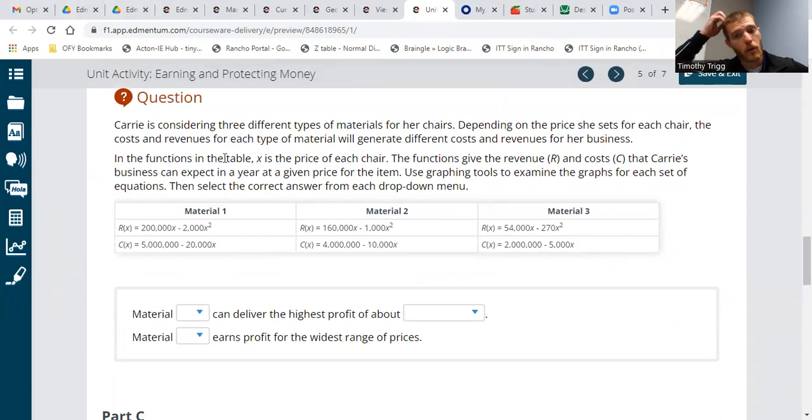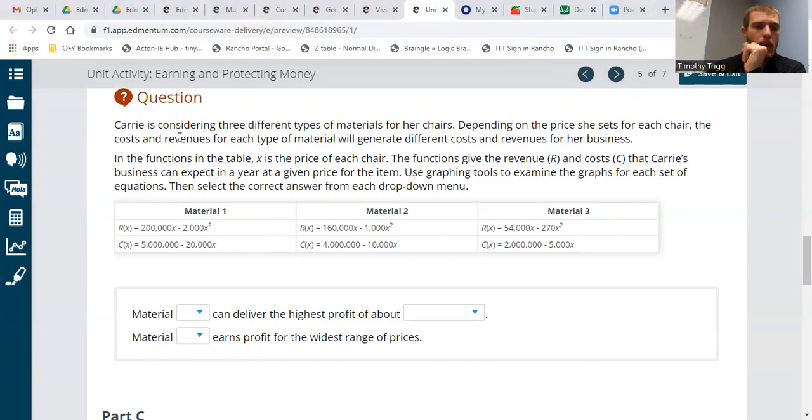Now this is the important part here. And remember, this is where our equation comes into play. Profit equals revenue minus costs. Because what's going to happen here is we're going to use these equations to help us find which type of material we should use to increase profit.